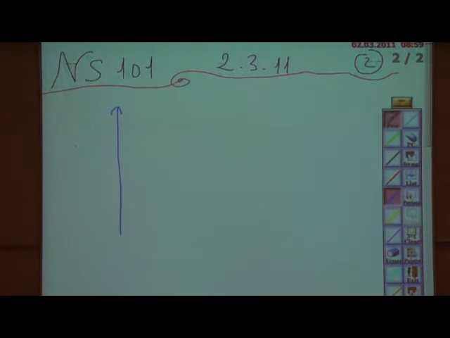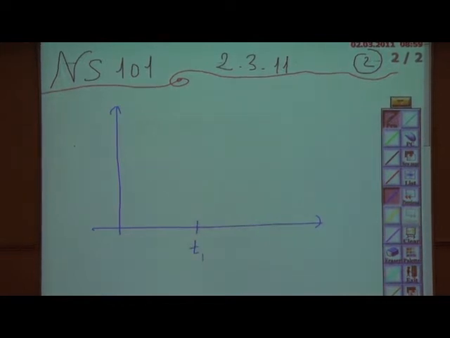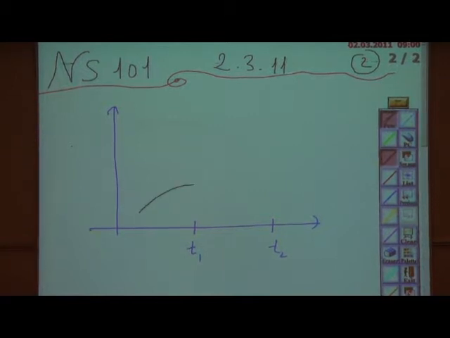Let me put this plot here again. And suppose this is sometime t1 and this is sometime t2. And I have measured x, and my particle has done something like this, let's say. Okay?